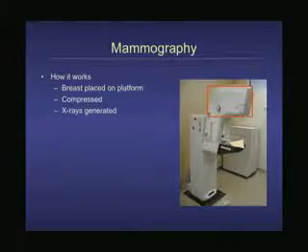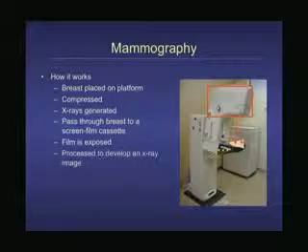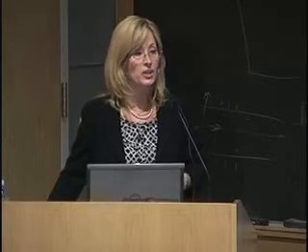The X-rays are generated in this component of the machine right here. They pass through the breast to a screen film, just like you're exposing film in your camera. There's a little slot right here that the screen film goes in. So that slides in there. Then the film gets exposed. They check to see if they're okay, and we get images.